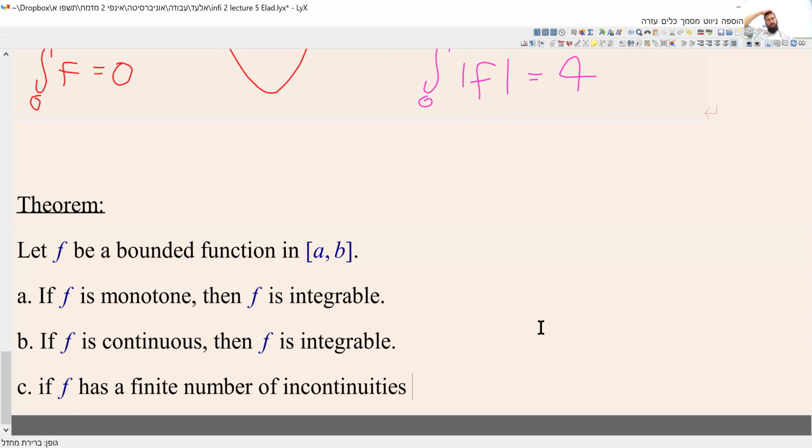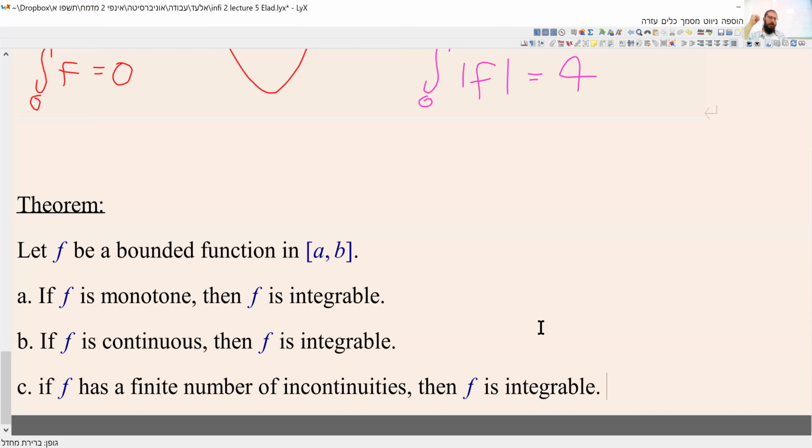Yeah, it sounds fine. Okay, it is bounded, then f is integrable. C is just a generalization of B, which has 0 points of discontinuity. Okay, so that's our big theorem.